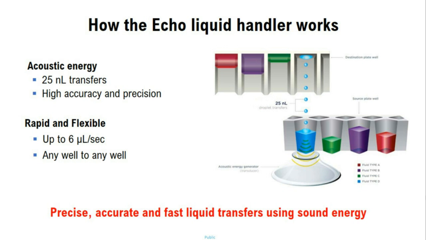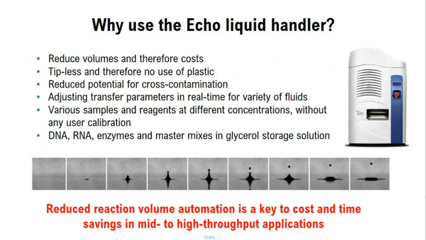For us, the reason to use the Eco liquid handler was that we can reduce the volumes and therefore the cost for the library preparation. The technology is tipless and therefore uses no plastic. Again, we can decrease the cost. This technology can help us reduce the potential cross-contamination that we have with the manual pipetting system.